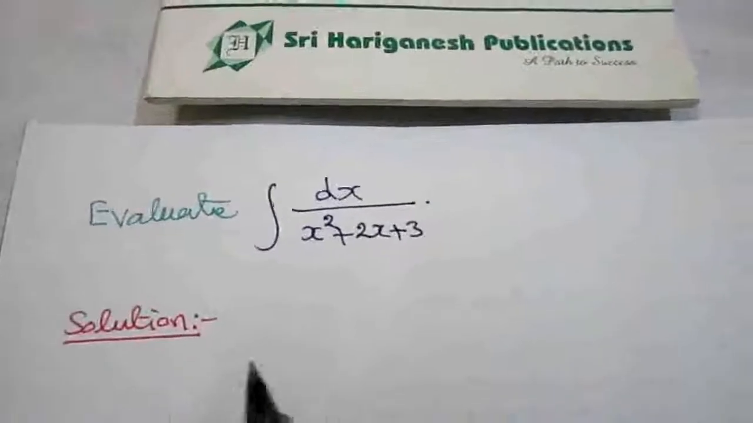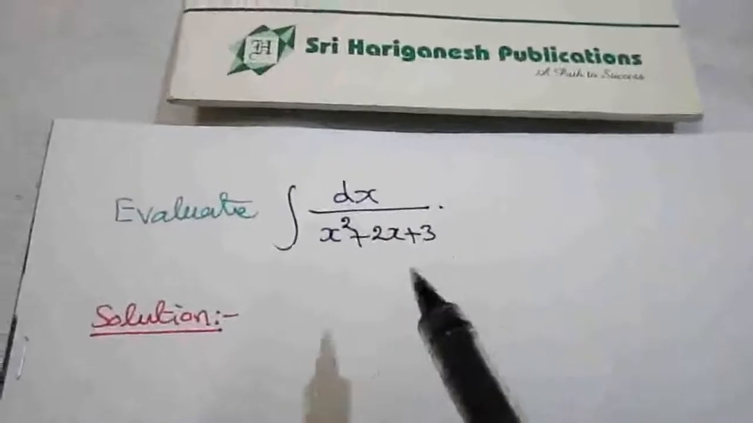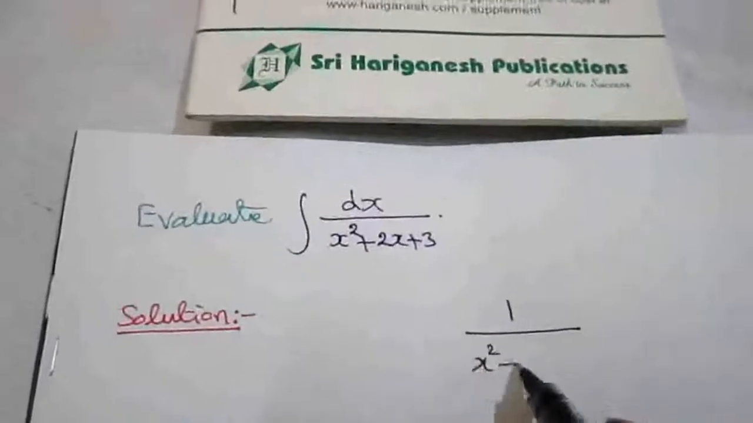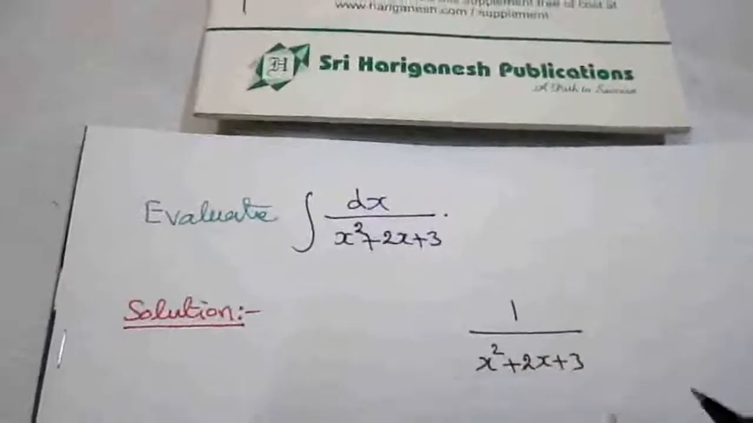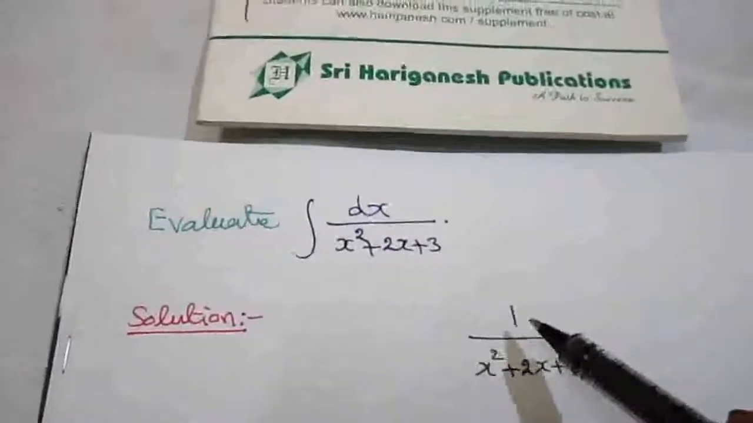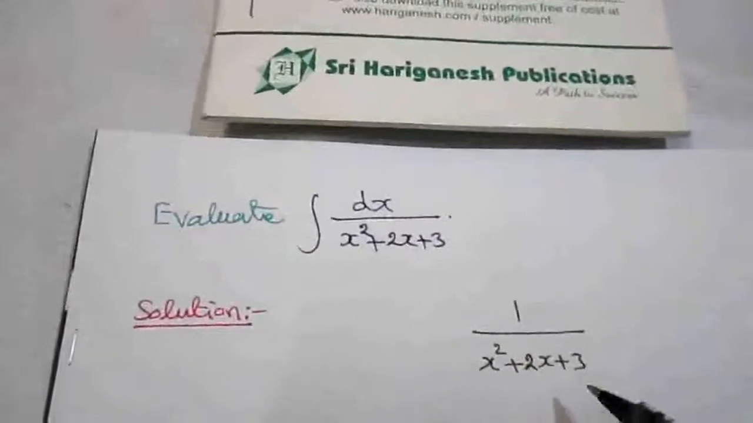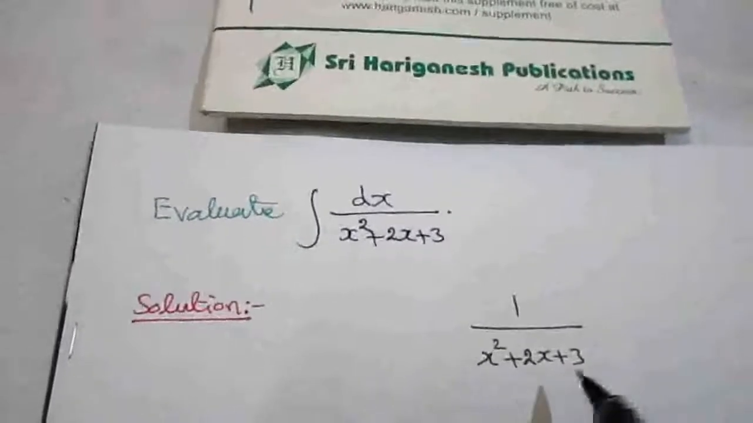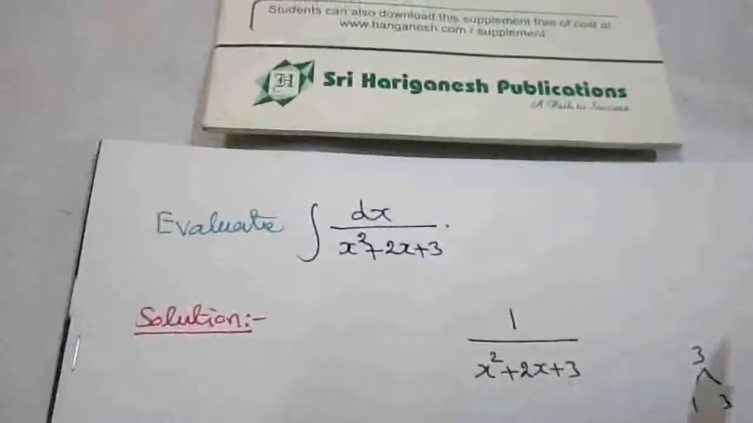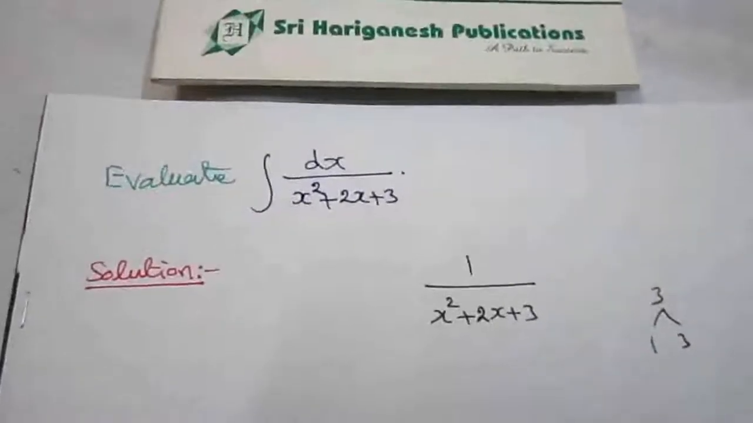Second problem, evaluate the integral dx by x square plus 2x plus 3. So the integral function is 1 by x square plus 2x plus 3. You see, this is also a rational function, p of x by q of x. P of x is 1, q of x is x square plus 2x plus 3. But the denominator q of x cannot be factorized. We cannot factorize this equation, so it is not factorable. So the denominator q is not factorable, then we cannot apply the partial fraction method.